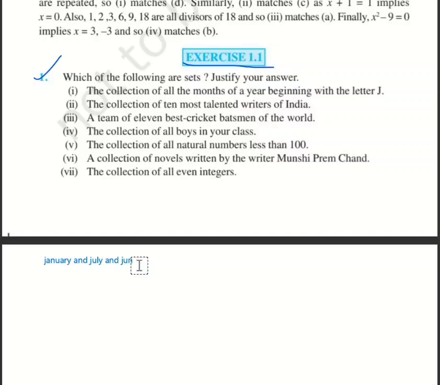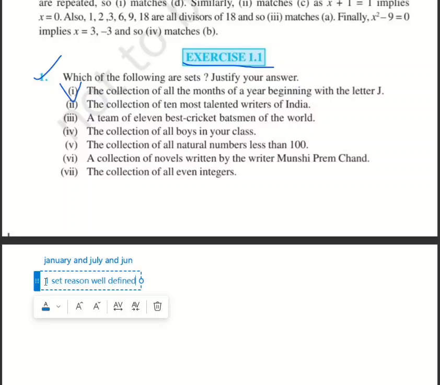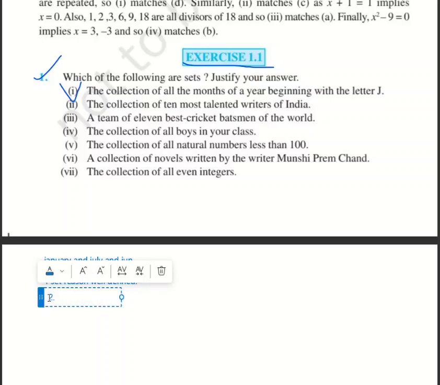This is true for all of the universe, because these are the only three words which start with J, and this is true for everyone. So this is a set, because it is universally true and well defined. So the reason for this being a set is that it is well defined. So for part one, this is a set, and the reason is that it is well defined. Okay, now we will try to solve the second question.